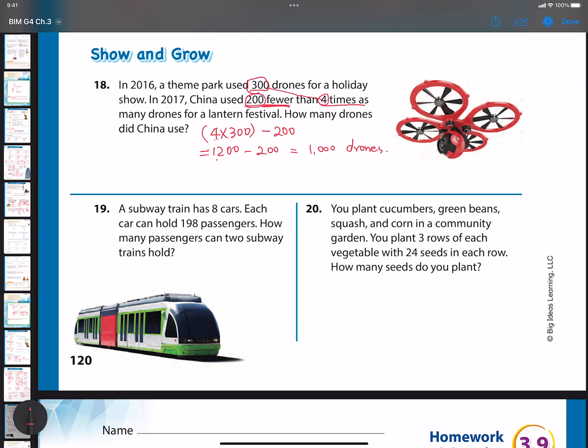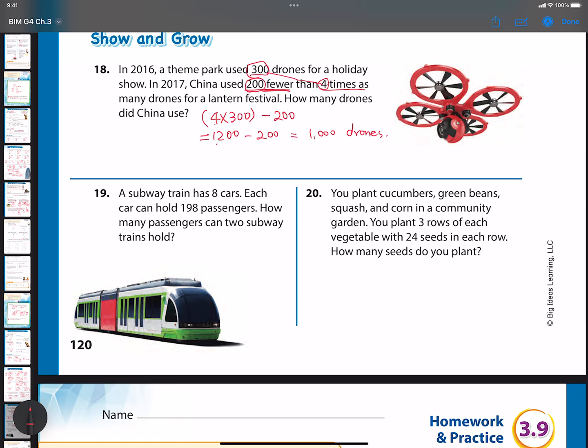All right, number 19. A subway train has 8 cars. Each car can hold 198 passengers. How many passengers can 2 subway trains hold? All right, so 8 cars can hold 198 passengers, right? But then what about 2 subway trains? This is the question, okay?